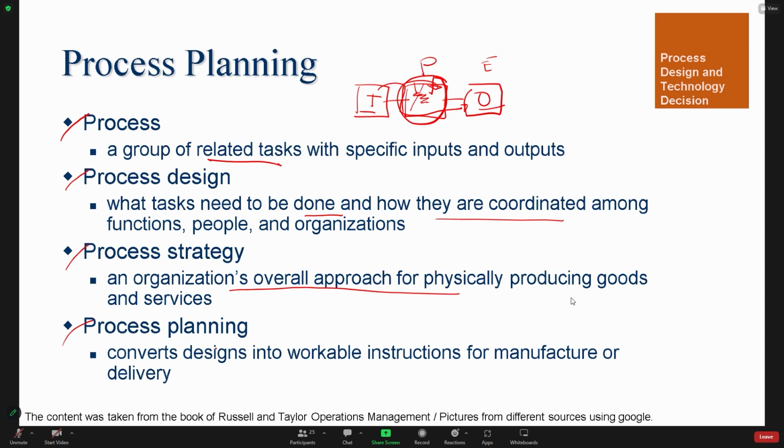Kaya makikita mo, sir, bakit po sa ganitong school wala po nito? Bakit meron nito kami wala? Strategiya nila yon. Okay? And the last one is process planning. How are you going to convert the design into workable instructions para makapag-manufacture o ma-deliver mo yung product or services?